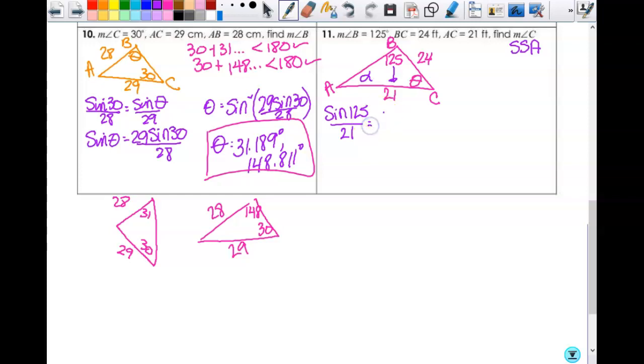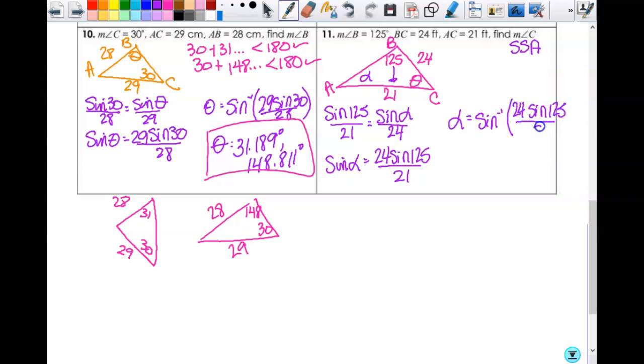So this is equal to the sine of alpha over 24. So now I just work it, completely finish alpha, then I worry about what theta is. Okay? So that means the sine of alpha is equal to 24 times the sine of 125 over 21. Alpha is equal to sine inverse of 24 times the sine of 125 over 21.